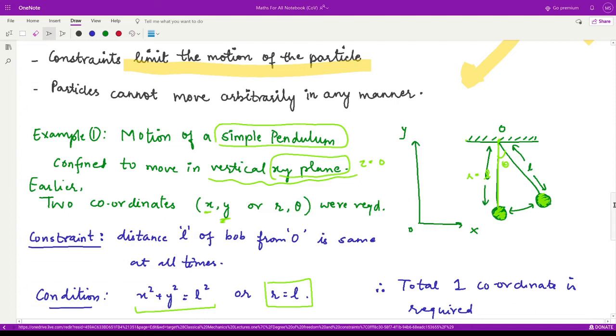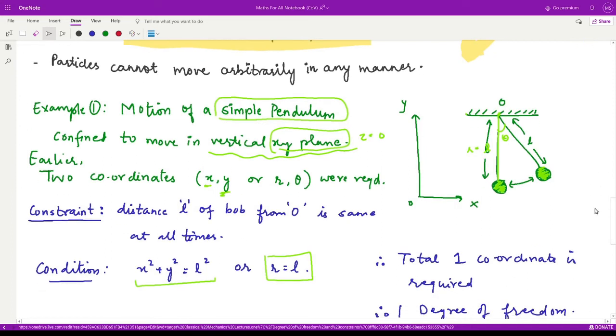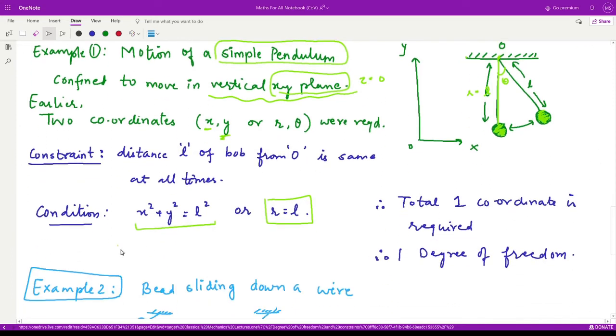Previously we had a total of 3 independent coordinates, but due to these two constraints, one is knocked out because we are in the XY plane and another one is knocked out because of this condition. So a total of 1 coordinate is required to study its motion. Therefore the degree of freedom of this system becomes 1.